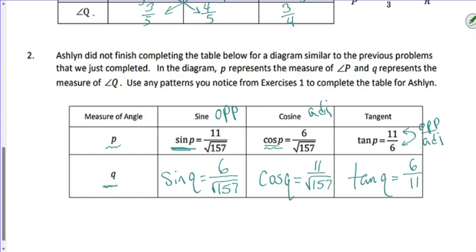Right, I know that was a lot. Hopefully it helps you at least start understanding where these trig functions are coming from and what they're relating as far as side lengths.